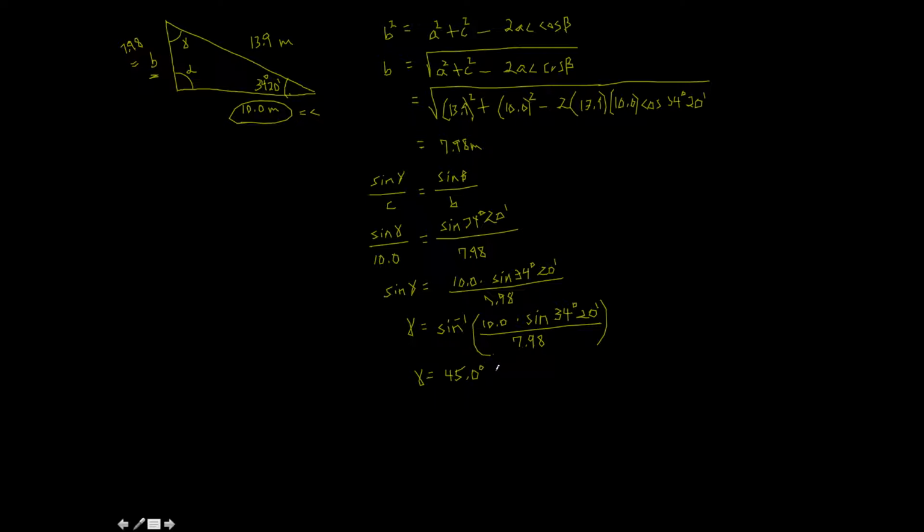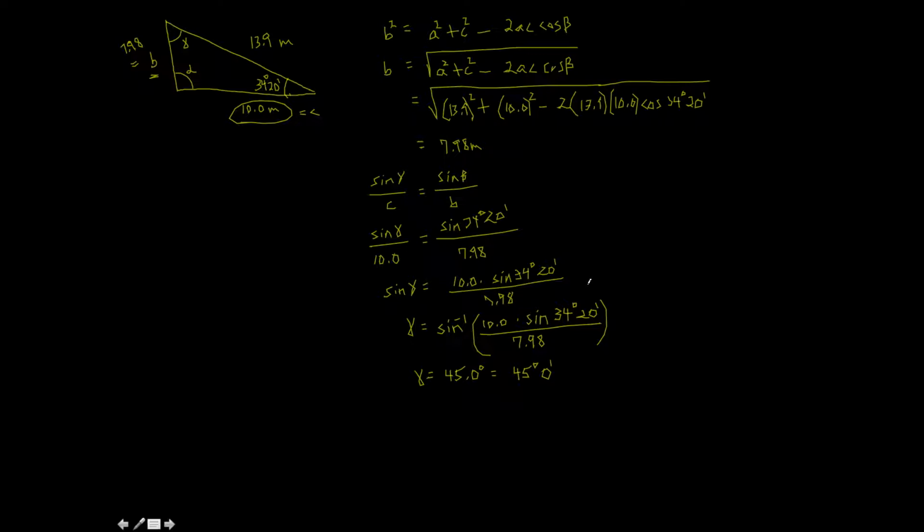Which is the same thing as 45 degrees 0 minutes, since that's what we started out in. We started out in degrees, minutes, seconds, so 45 degrees 0 minutes. Make sure you change it back to degrees, minutes, seconds. Make sure you read the directions of your problem so that you always have it in the right form. Alright, so we found side B.